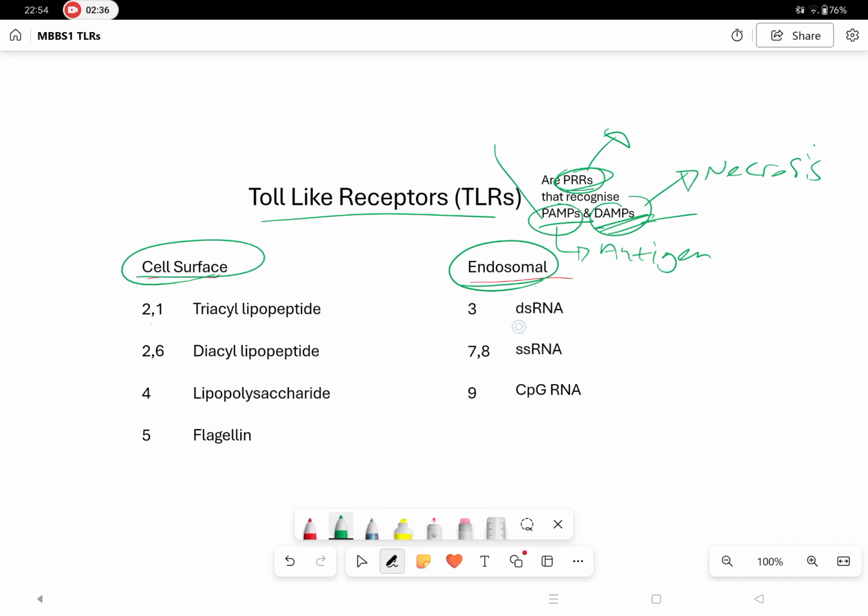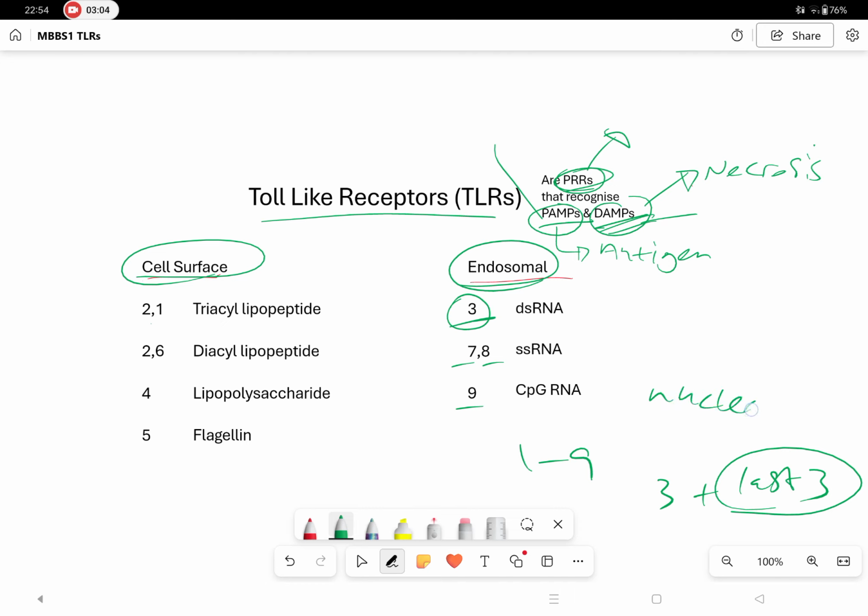And so what we appreciate is, first and foremost, I'm going to say, well, the nuclear ones: 3 is on the inside, and from 1 to 9, so 3 plus the last 3. Okay, so 3 plus 7, 8 and 9 as the last 3. Okay, these are all on the inside, and because it's nuclear, we know the nucleus is associated with genetic material, and so we've got literally all our genetic material here.